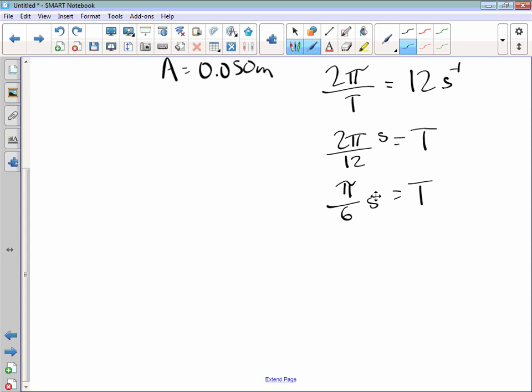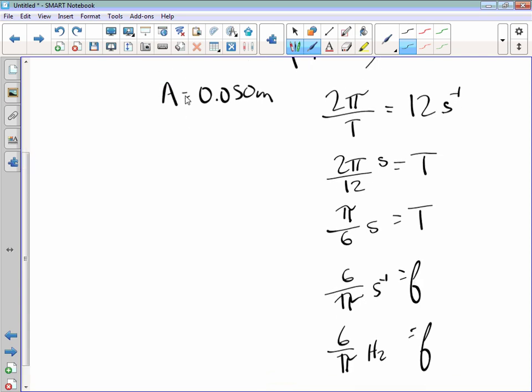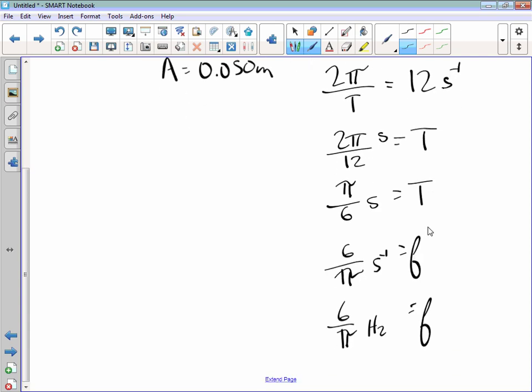And if we wanted to know more about this, we could also ask, what would the frequency be? Well, frequency is just the inverse of period. So if this is the period, then the frequency would be 6 over pi, and the seconds would be inverted as well, seconds to the negative first. That would be our frequency. Or we could say, 6 over pi hertz would be our frequency. So far from this equation, we know the amplitude, we know the period, and we know the frequency.